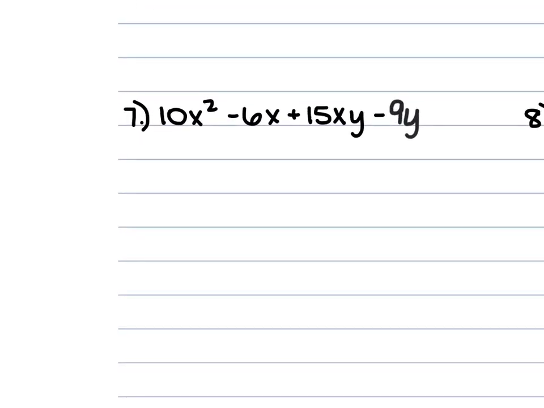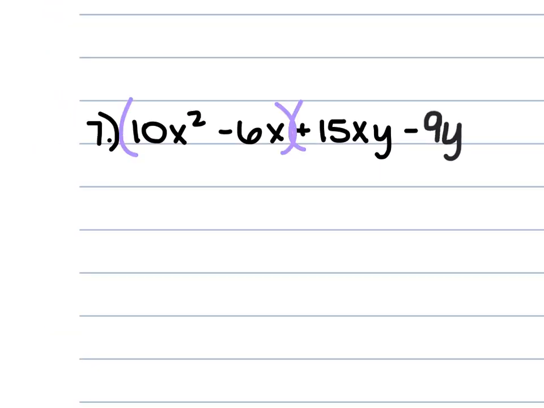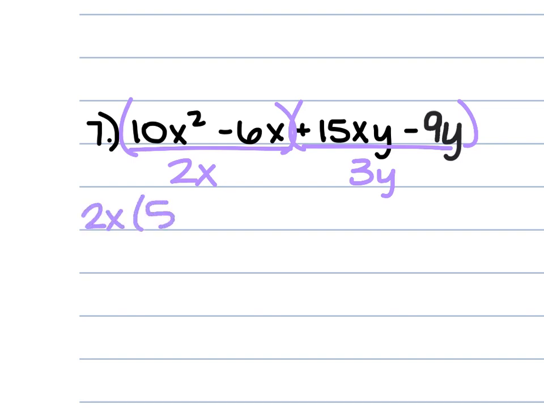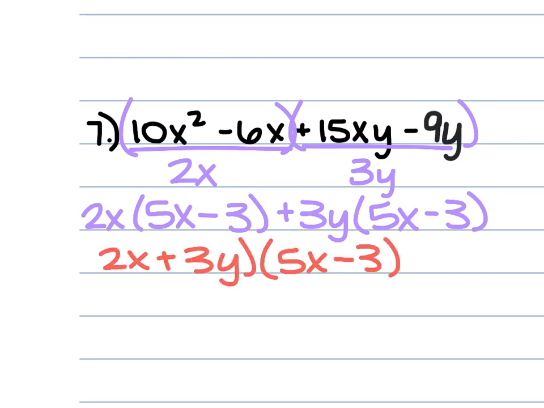For 7, we have 10x squared minus 6x plus 15xy minus 9y. We have 4 terms, so we are going to factor by grouping. The first set, factor out a 2x. Second, factor out a 3y. So this is going to be 2x times 5x minus 3 and 3y times 5x minus 3. So then this gives us 2x plus 3y times 5x minus 3.